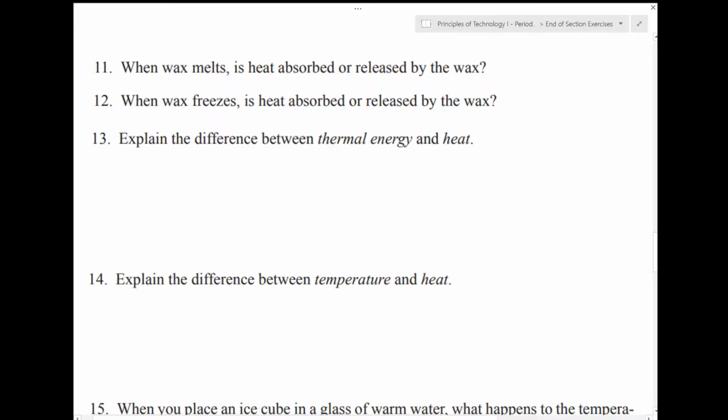Number 12. When wax freezes, is heat absorbed or released by the wax? This is the opposite of number 11. So when a body is becoming solidified, it is releasing heat to give up some of that thermal energy. So in number 12, the wax is releasing heat into its environment.